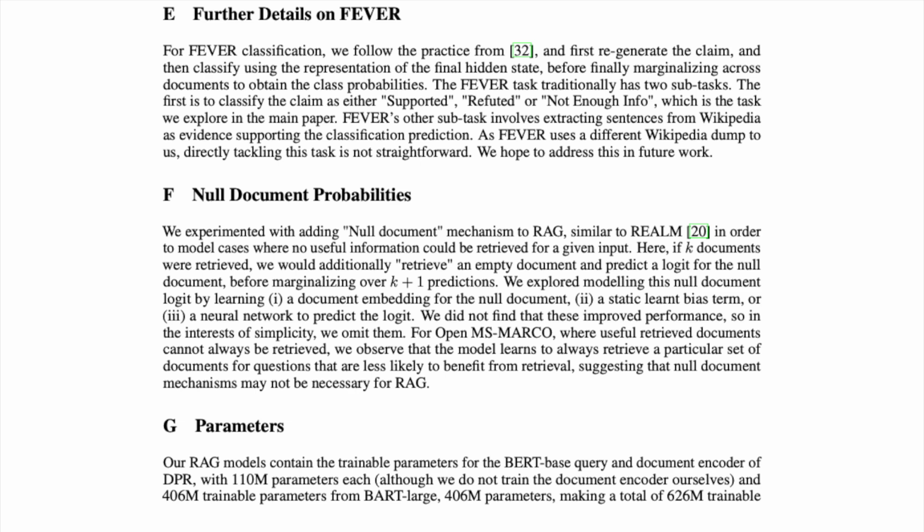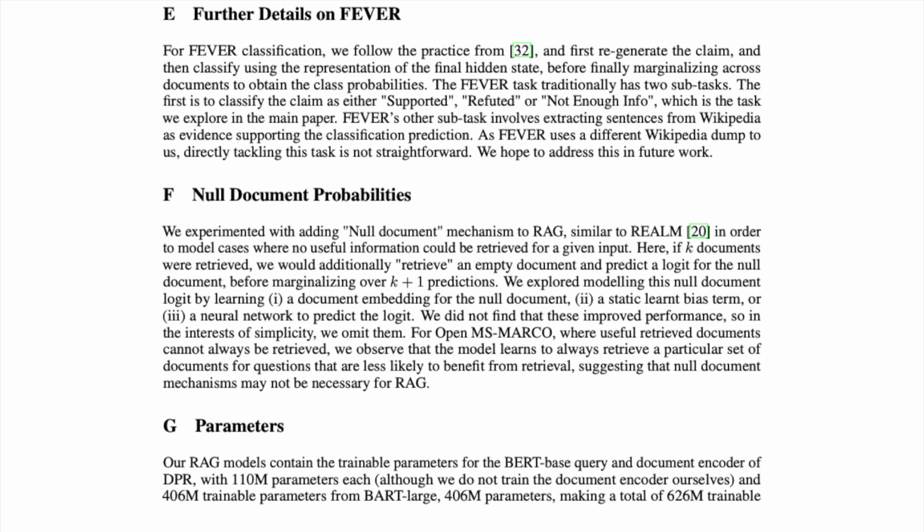We explored modeling this null document logit by learning 1, a document embedding for the null document, 2, a static learnt bias term, or 3, a neural network to predict the logit. We did not find that these improved performance, so in the interests of simplicity, we omit them. For OpenMS MARCO, where useful retrieved documents cannot always be retrieved, we observe that the model learns to always retrieve a particular set of documents for questions that are less likely to benefit from retrieval, suggesting that null document mechanisms may not be necessary for RAG.